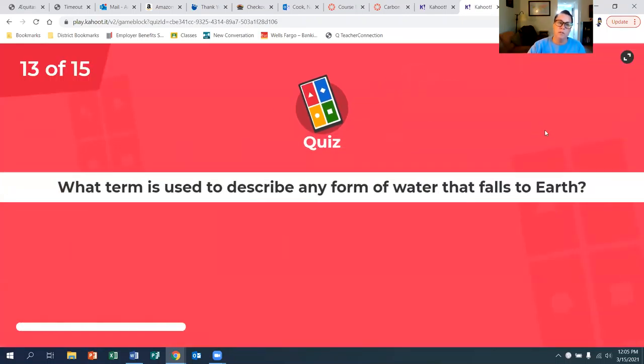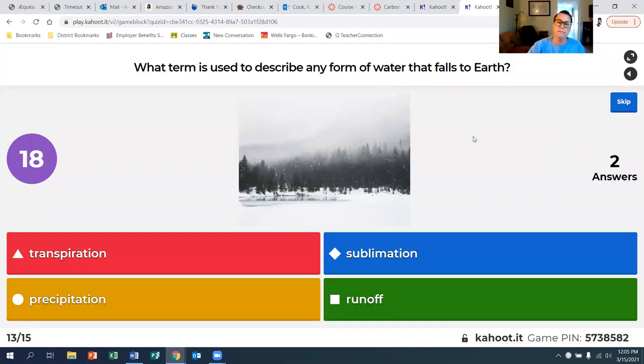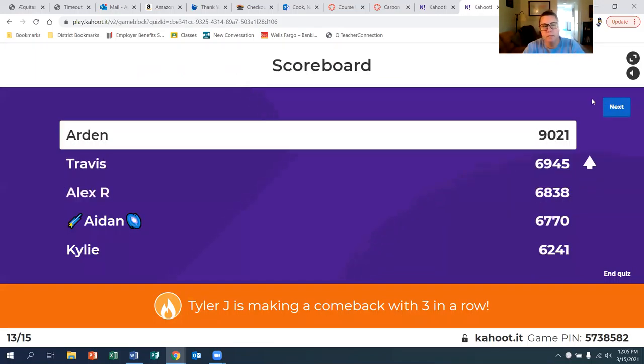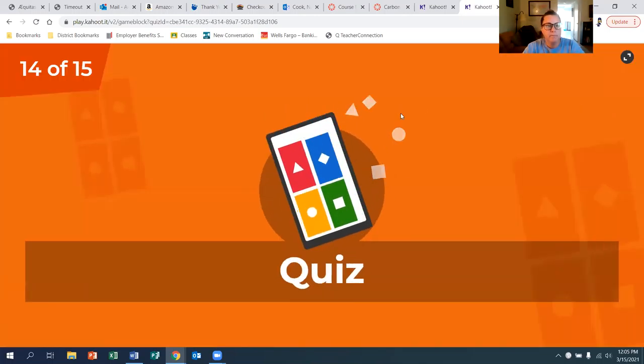What term is used to describe any form of water that falls from the earth? Here we have snow. Snow, rain, sleet, hail. That would be precipitation, absolutely. Again, that will help you with your poster.